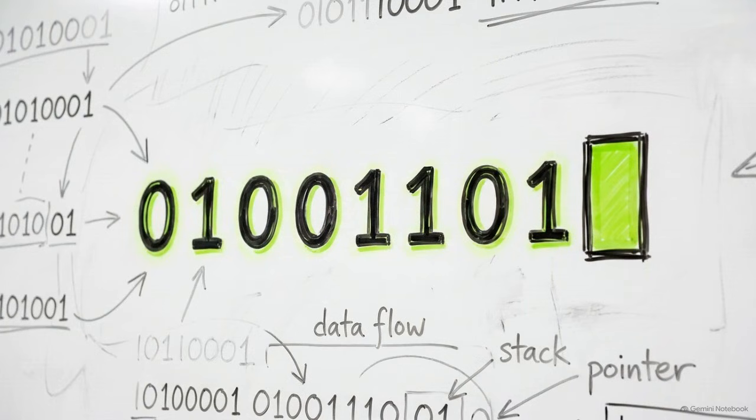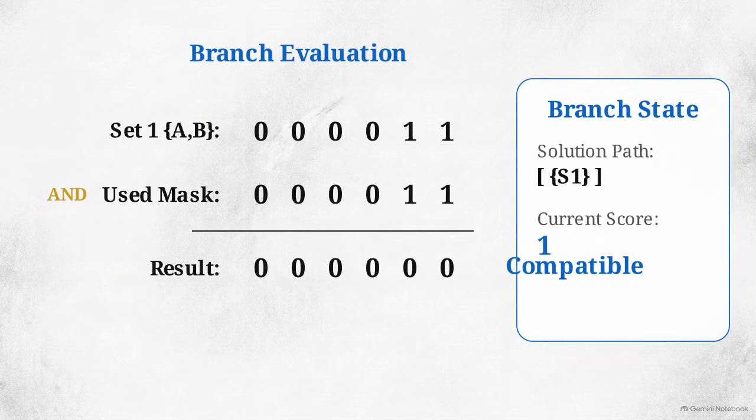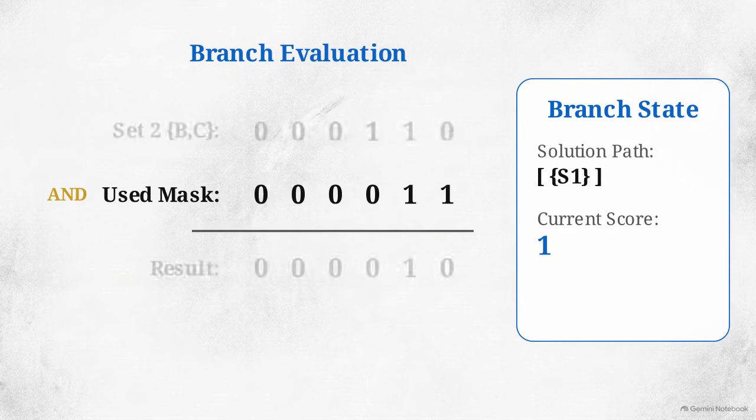The process begins by evaluating our first candidate, set 1, against our current history. A bitwise AND compares set 1 to our history mask. A 0 result proves no conflict. We add set 1 to our solution and update the mask.